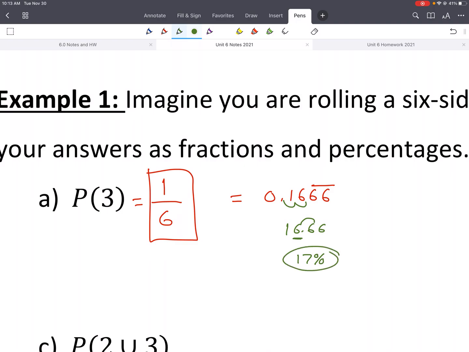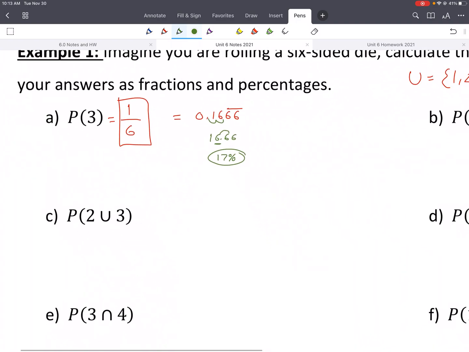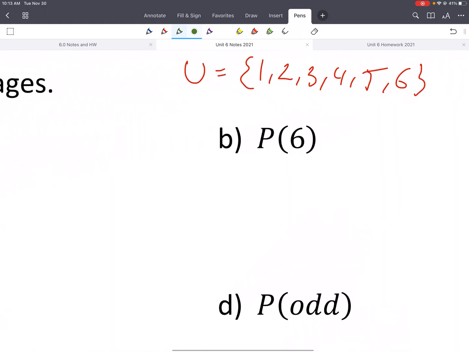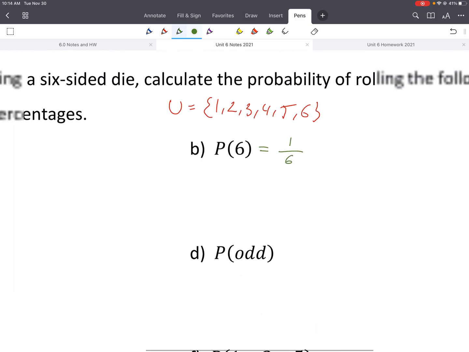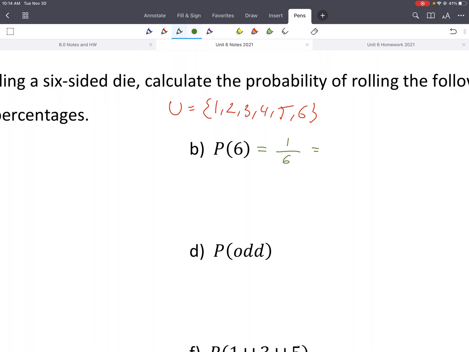Okay, all right. So let's do some of these others. What's the probability of rolling a 6? Well, there's only one way to get a 6, and there are 6 possible outcomes. We could roll a 1, 2, 3, 4, 5, or 6. So again, we end up getting the same thing. Here we'd end up getting 17%.